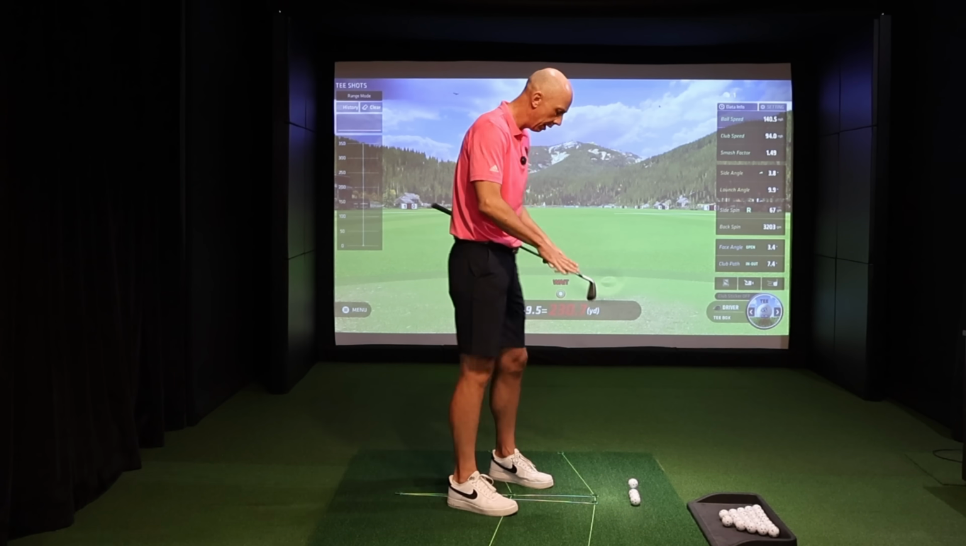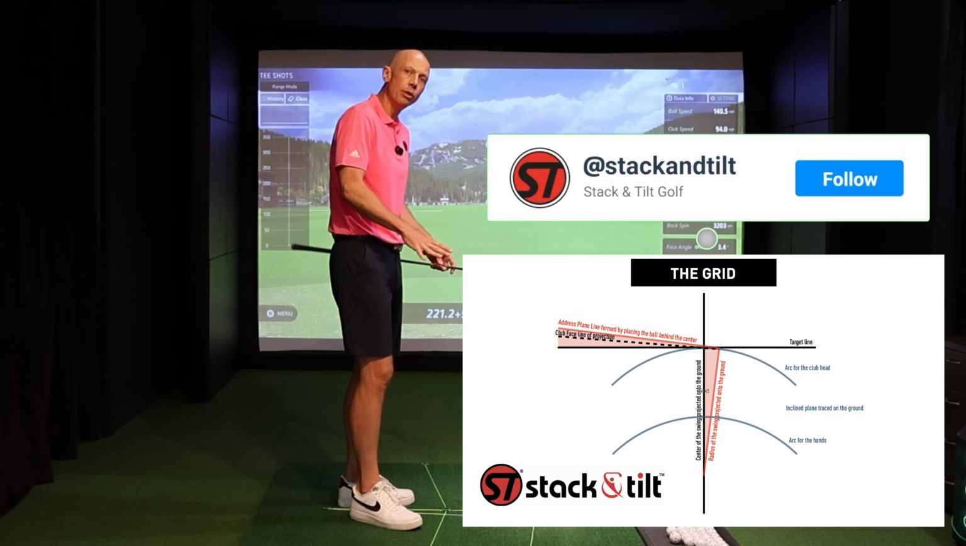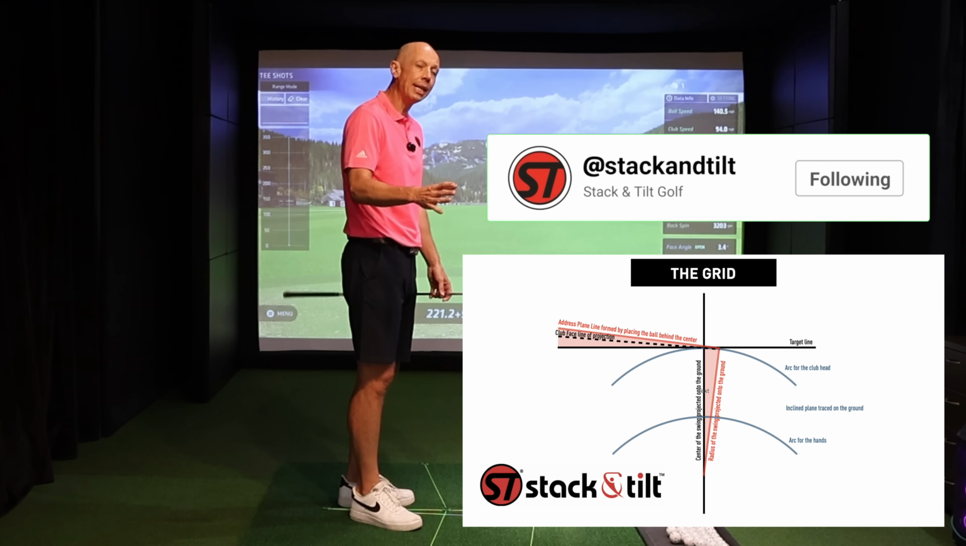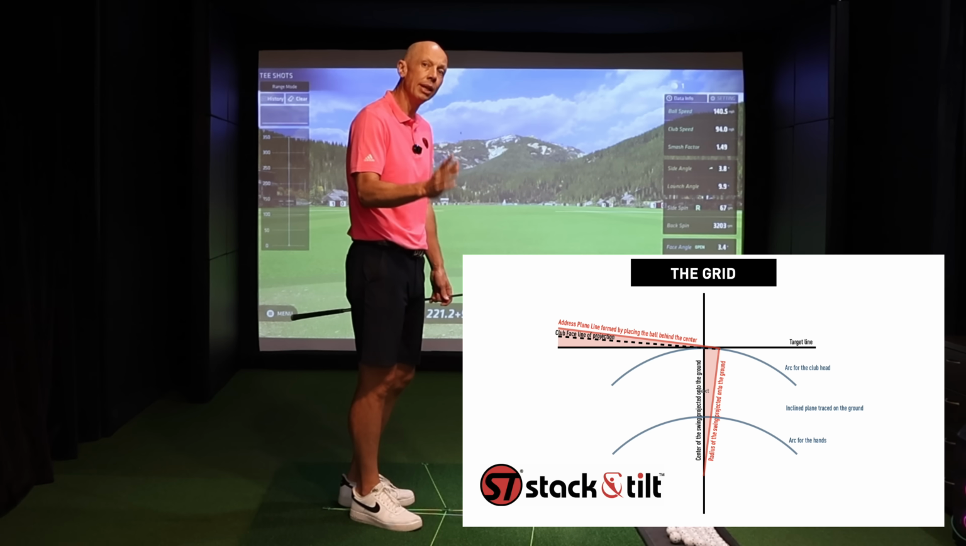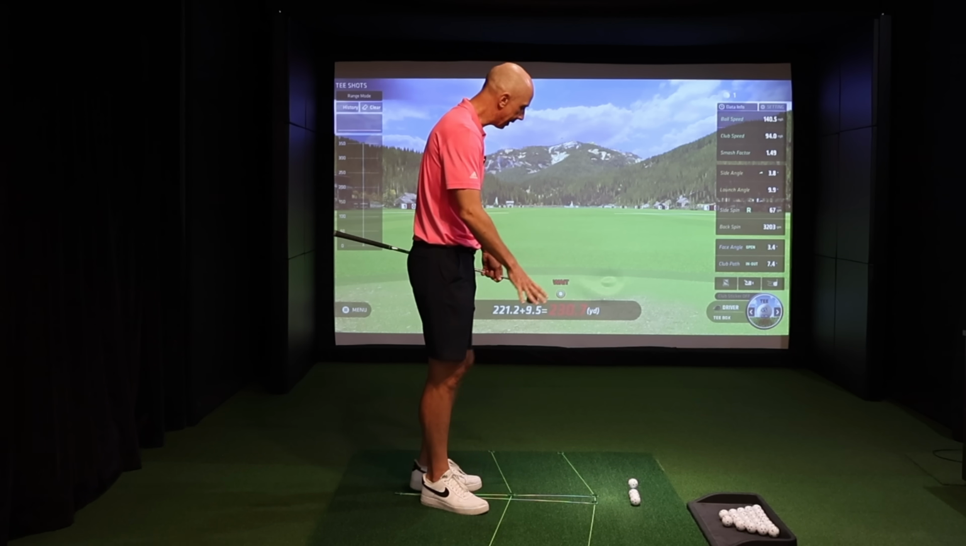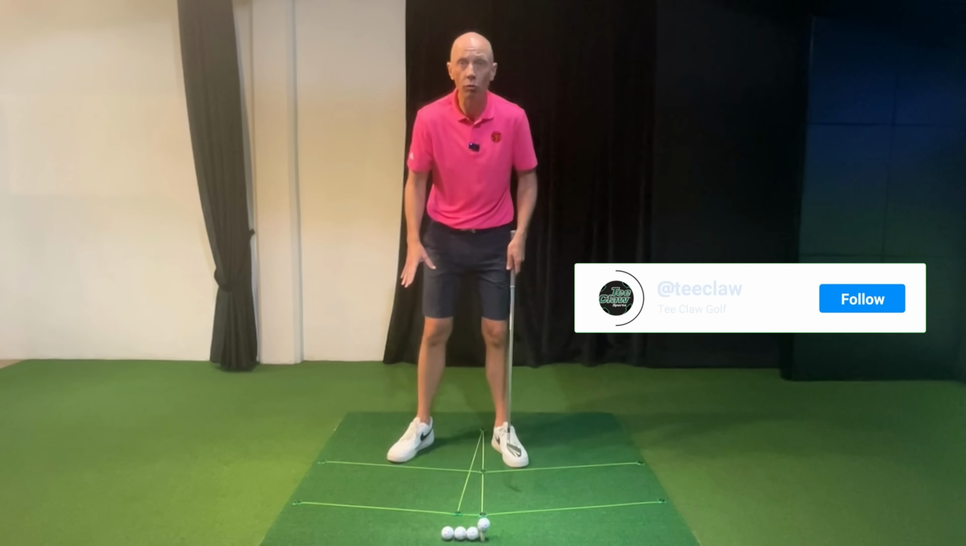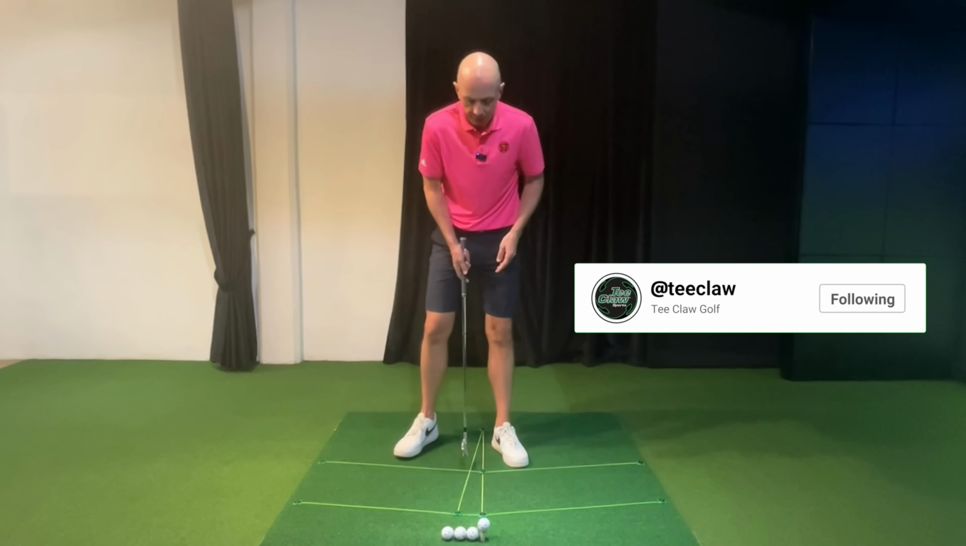To help you see this, I'm going to use the stack and tilt grid that's built onto the mat here using the T-claw to help you see some of this geometry and the importance of ball position relative to the lead shoulder. I've got the grid set up on the mat here, and I'm just going to make reference to a couple of these lines in particular today.